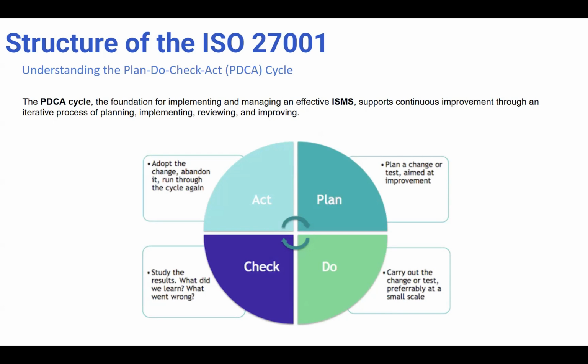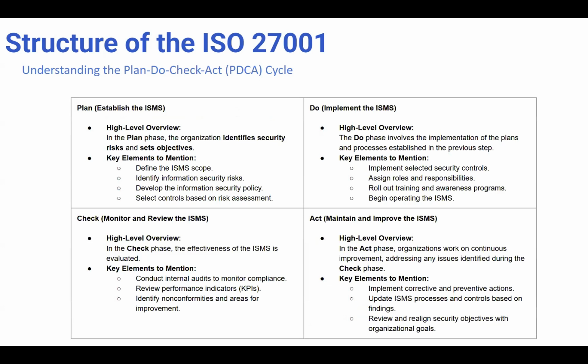You can see here, plan is maybe plan a change or test aimed at improvement. Do is carry out the change or test. Check is study the results. And act is adopt the change or abandon it. But just to say plan, do, check, act is very important in the ISMS implementation phase. Let's look at this in details. In the context of ISMS, what exactly is plan?